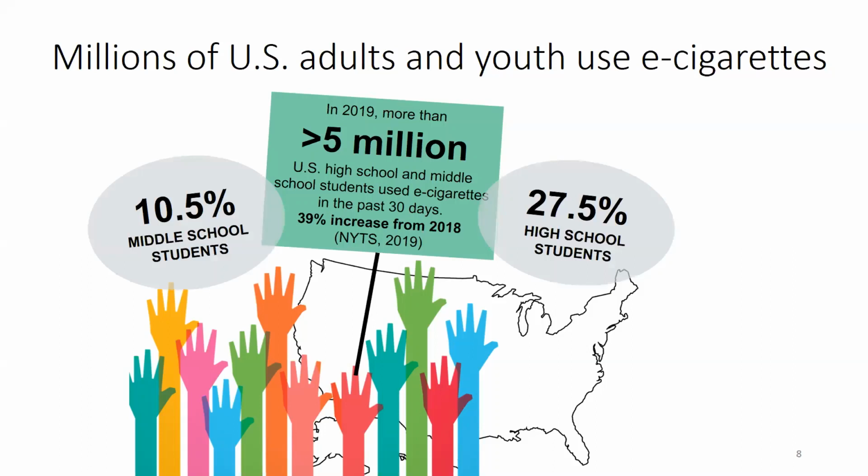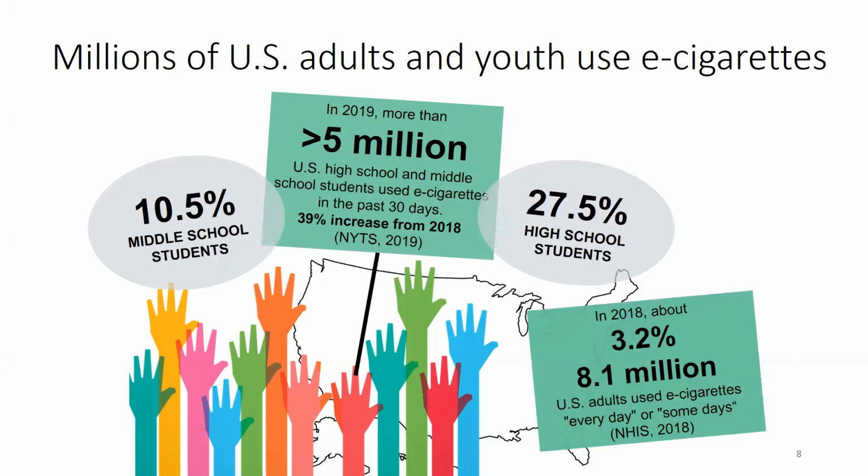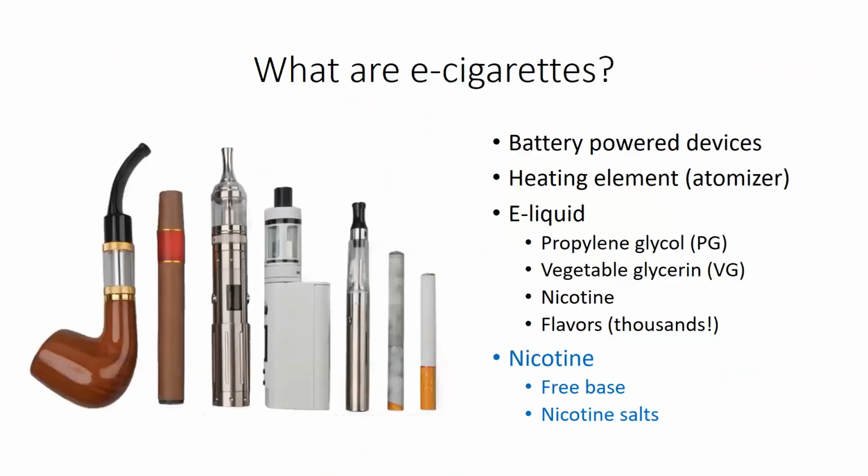Among high school students, it's 27.5%. Middle school students, it's 10.5%. And in 2018, about 8.1 million U.S. adults used electronic cigarettes. That represented about 3.2% of the U.S. population. Now, what are electronic cigarettes?